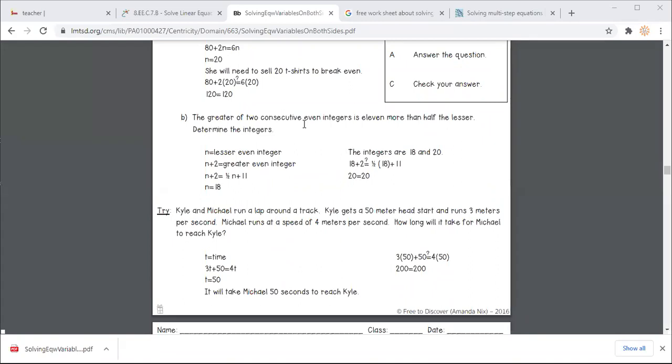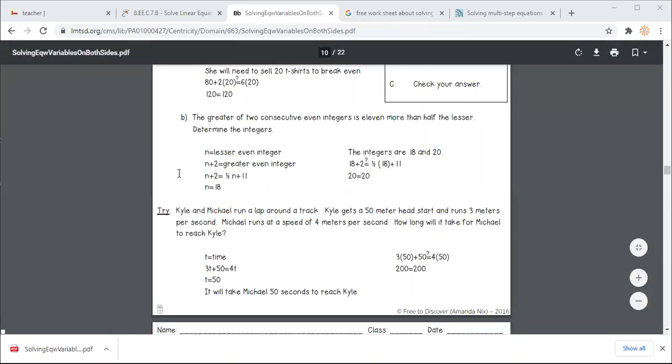He said that the greater of 2 consecutive even integers is, then he's going to explain the right side of our equation. 11 more than half the lesser. I said the lesser was how many in this question? We denoted the lesser by n, right? And he said half the lesser. Then it will be half n plus 11.